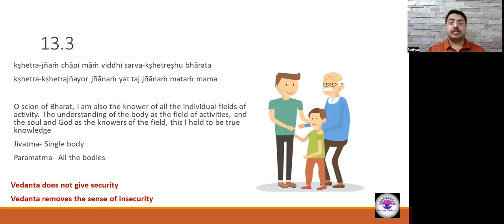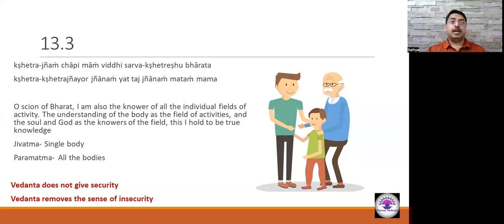Similarly, consciousness looked at from the standpoint of a single individual body is called Jivatma, whereas the very same consciousness looked at from the standpoint of all the bodies is called Paramatma. Jivatma and Paramatma are essentially one and the same. This recognition is called Jivatma Paramatma Aikyam.